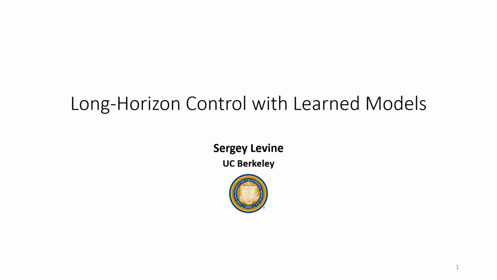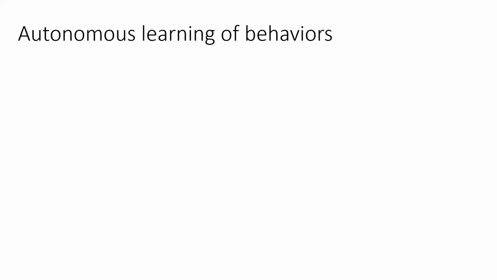Going to talk about long horizon control with learned models. So I'll keep the motivation pretty short. If we want to start thinking about autonomous learning of behaviors, at a very high level, we basically need to figure out two things. We need to figure out algorithms and representations.